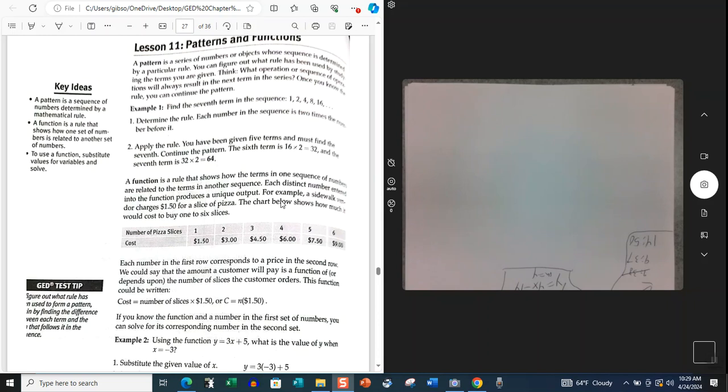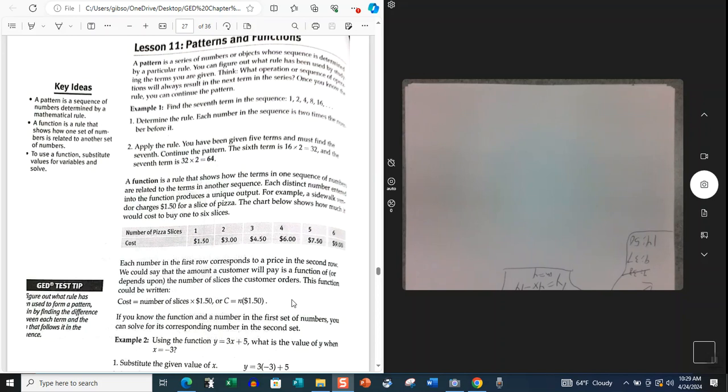So if you see here, 1 slice is $1.50, 2 slices is $3, 3 slices is $4.50. So if you notice with the cost, it's doubling. Well, no, it's going up by $1.50, not doubling. It's going up by adding $1.50 to each value. Now, as far as the number of slices, you know that these are just going up by 1.